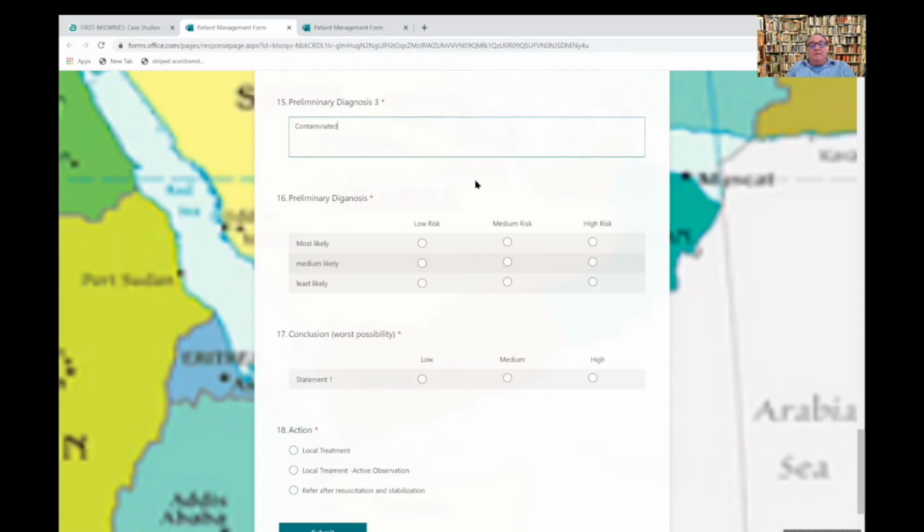So what's the most likely diagnosis? The most likely diagnosis, I think, is an infected wound. So we give her medium risk for that. Less likely, it's just a laceration. But that's probably the least likely. Is it contaminated? It's got a good chance of being contaminated. So we look at the worst case possibility. We don't treat it as low, we treat it as the highest level, which here is medium.